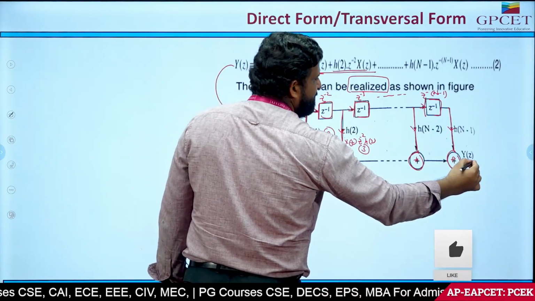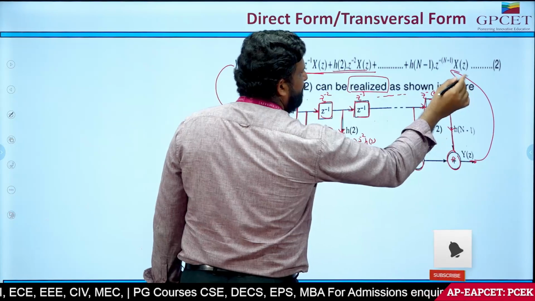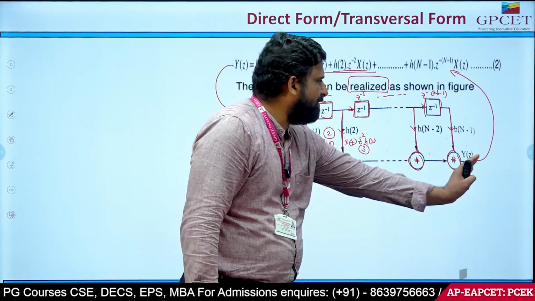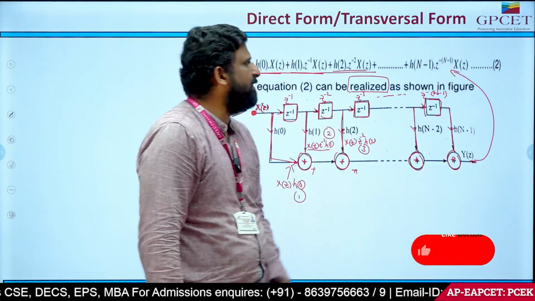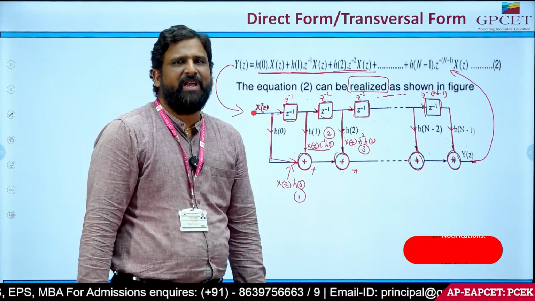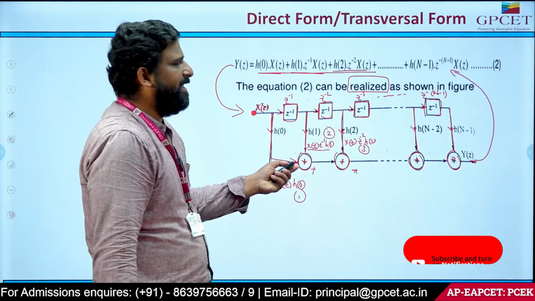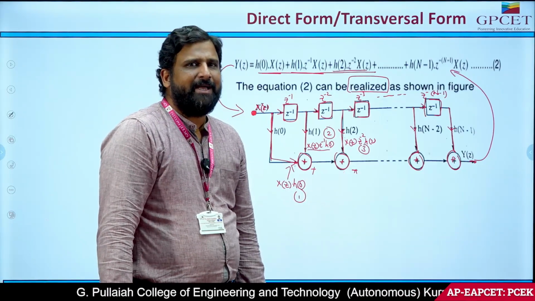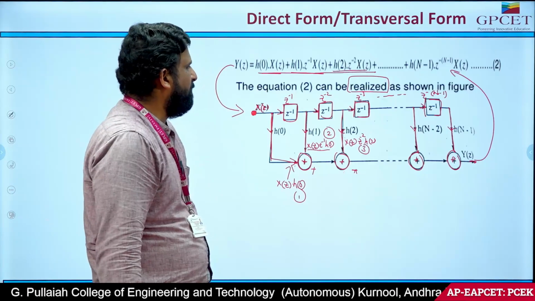After doing all the things, I get this total term, that is y of z equal to the addition of all the terms formed here, which gives the transfer function of the FIR filter. I think you now have clarity about this diagram, how we need to draw the diagram if it is in direct form.